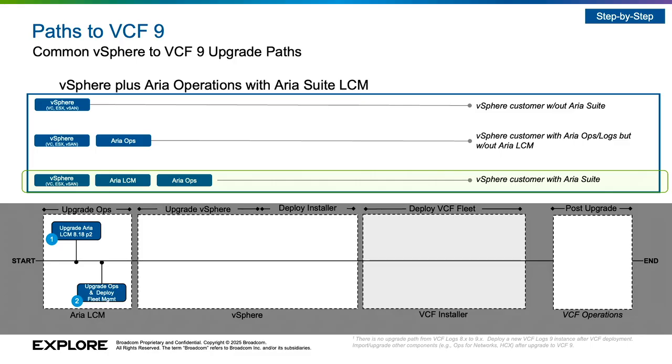So we took care of steps 1 and 2. I've upgraded my ARIA Operations. I'm running on 9. I got my fleet management. So now I'm going to go ahead and do my vSphere upgrade. Now, as Sushil mentioned, as part of your vSphere upgrade, you will need to make that transition from VUM, vSphere Update Manager, or what we call VLCM baselines, to images.